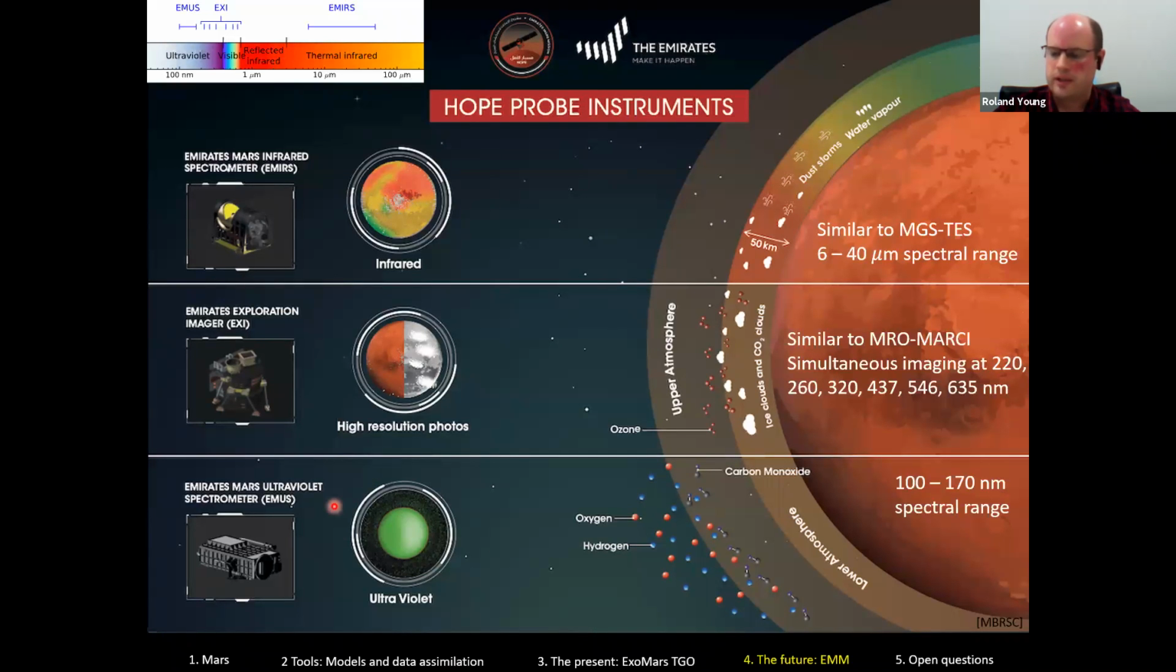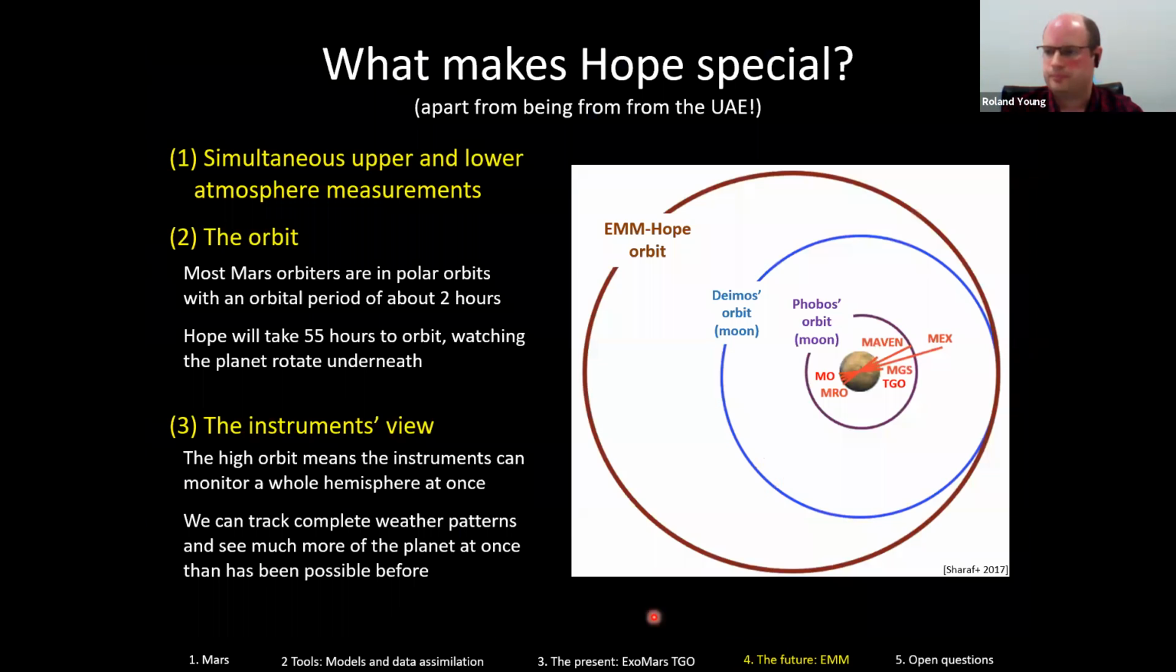And then finally, the third instrument. This is not one that I really know how to make use of yet, but perhaps it will be possible eventually for me to make use of this too. This is the Emirates Mars Ultraviolet Spectrometer, or EMUS. This is an ultraviolet instrument that studies the upper atmosphere, the oxygen and hydrogen coronae in the upper atmosphere from about 100 kilometers altitude upwards.